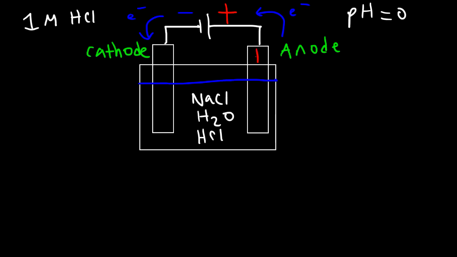Now the anode is going to be positively charged since it's attached to the positive terminal of the battery, and the cathode is negatively charged. And so we're going to have an electric field that flows from the anode to the cathode.